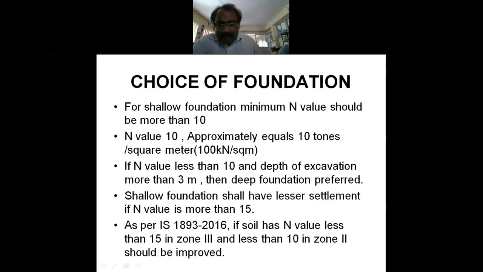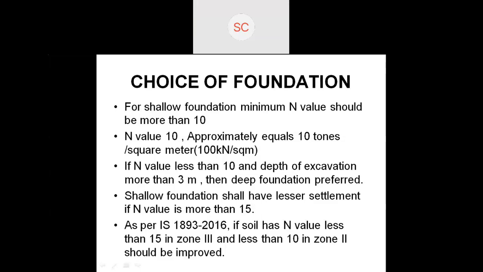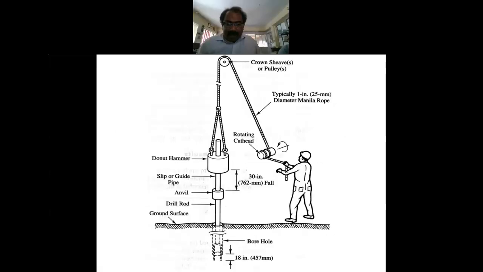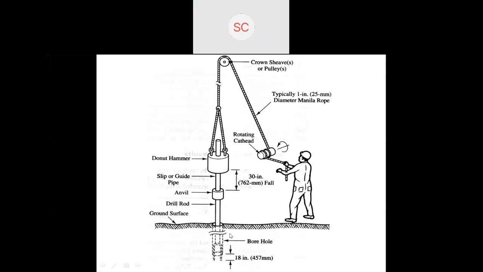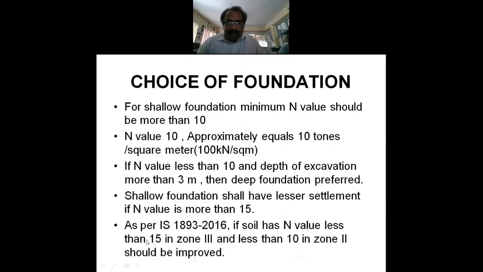What type of soil are you going for with a normal conventional shallow foundation? The N value is nothing but the number of blows for 30 centimeter penetration. How many blows are required? The number of blows should be a minimum of 10. If it is not 10, then it is not possible to rest the foundation on the soil. N value of 10 means 10 blows required for 30 centimeter penetration. That means approximately the soil can withstand 10 tons per square meter.